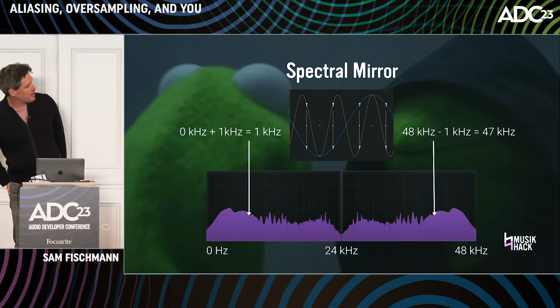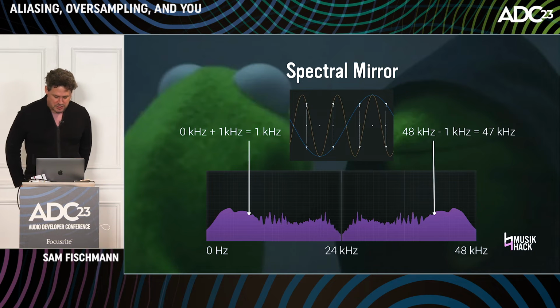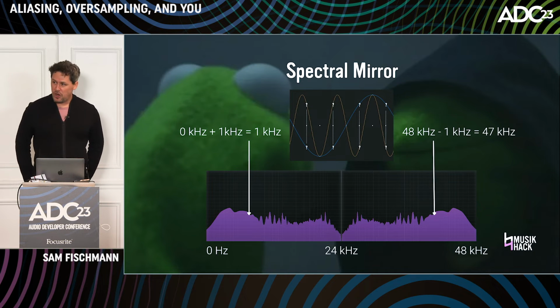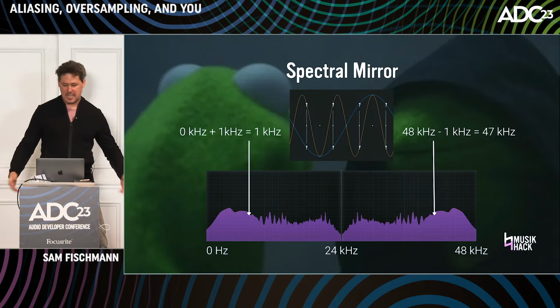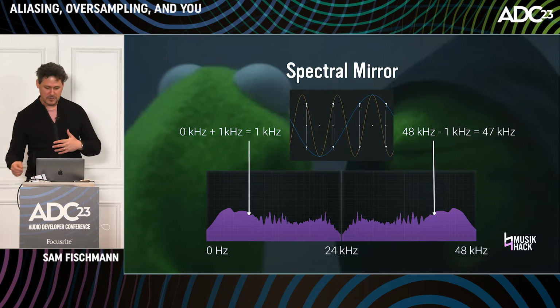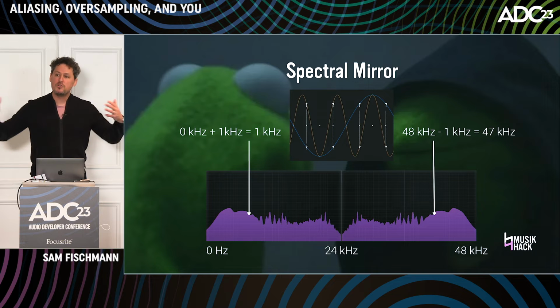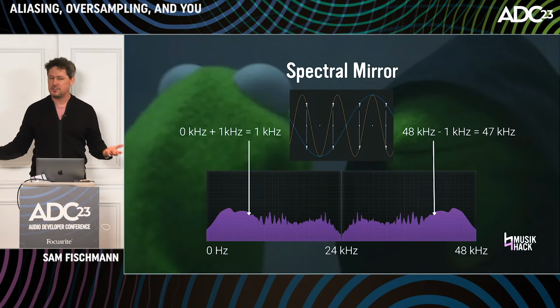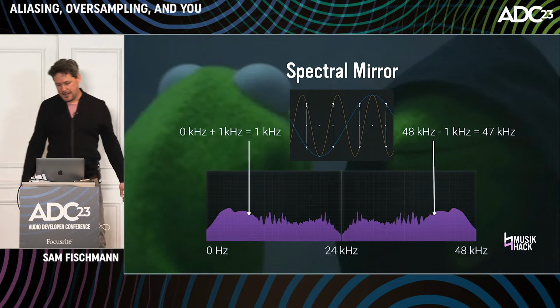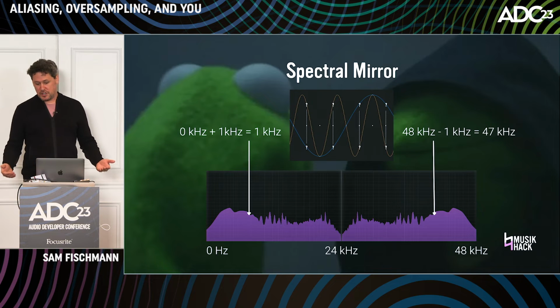Now, the reason I've gone through all this trouble to go this way is I want you to know that the spectral mirror is always there. It's not added by the zero stuffing. It's not like there's some other technique that will suddenly not give you the spectral mirror. It's exposed by the fact that you're upping the sample rate and don't have enough information. In any case, we have to solve this problem.